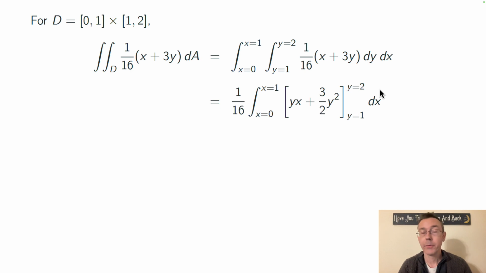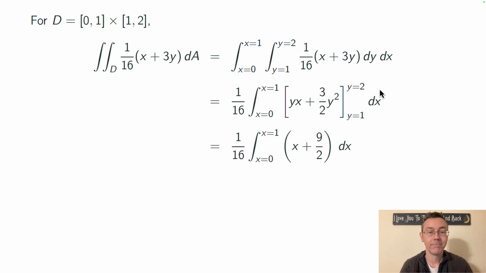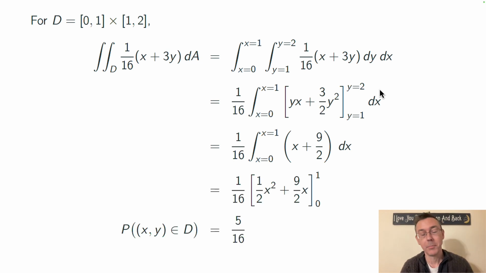First, I integrate with respect to y. So I'm treating x as constant, integrating with respect to y. The result is 1/16 times (y times x plus 3/2 y squared). I'm going to evaluate that from y equals 1 to y equals 2 to get x plus 9/2. I've factored out the 1/16 from the integral, by the way. And now I'm going to integrate that from x equals 0 to x equals 1. I get my antiderivative, I plug in 0 and 1, and I get 5/16.